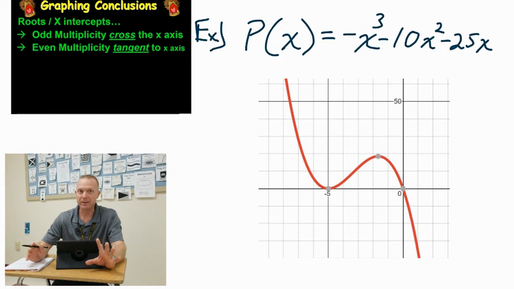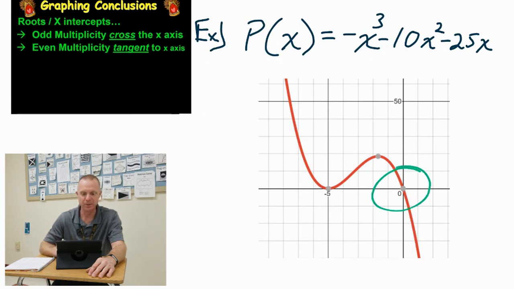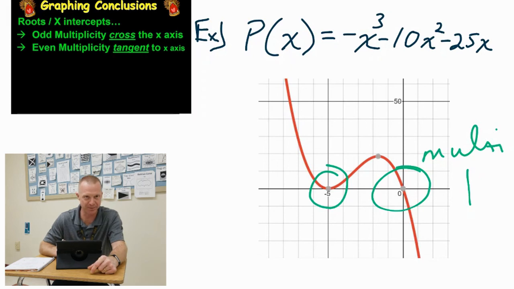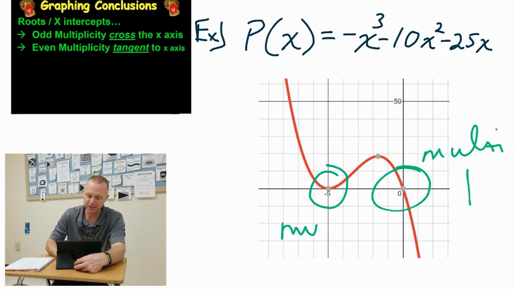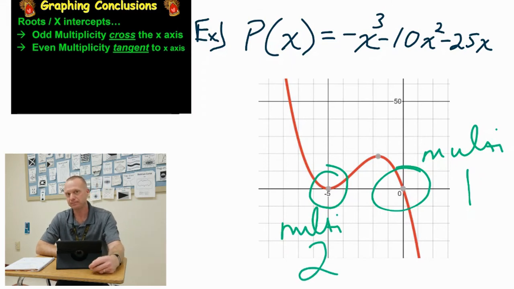Okay, we're talking about multiplicity and the behavior on the x-axis. So again, when you cross the x-axis, which is what happened at 0, you have a multiplicity that's odd. And again, the multiplicity was 1. But when you have a touching, or as I use the word here, tangent, means that it just touches the graph and moves on its way. You're going to have a multiplicity that's even. And again, for this one, we had a multiplicity of 2.